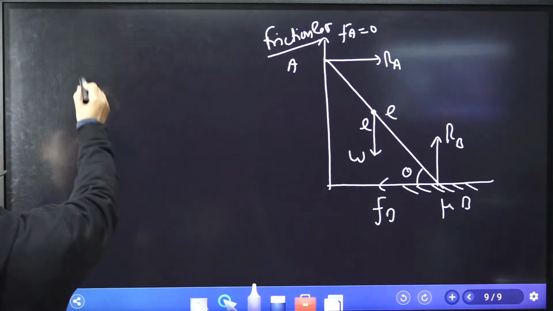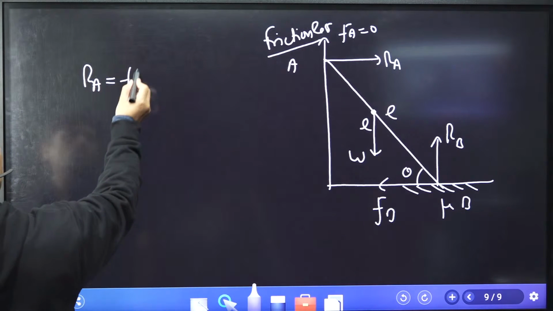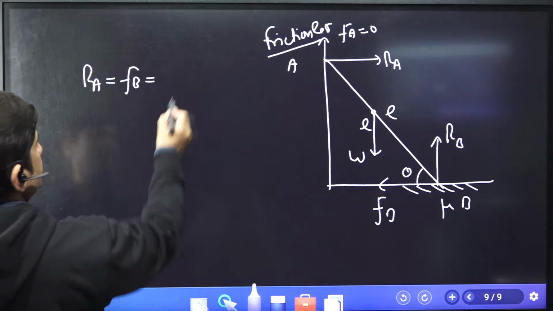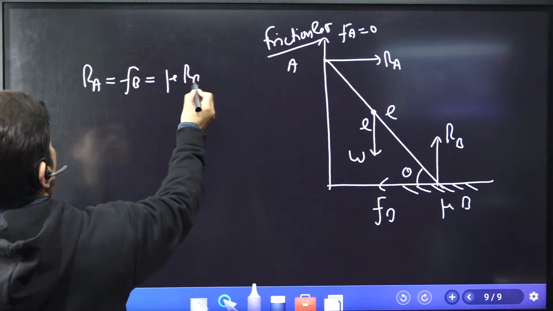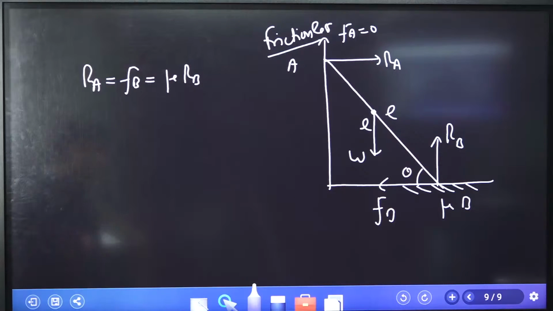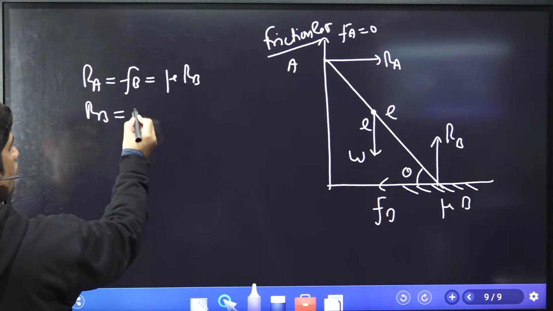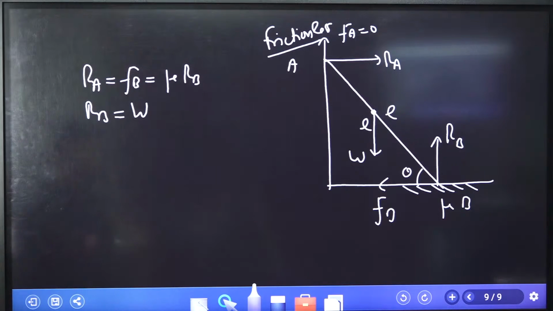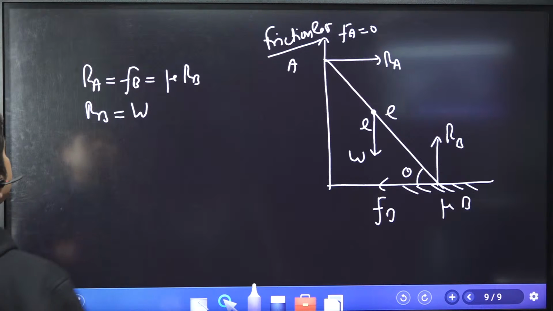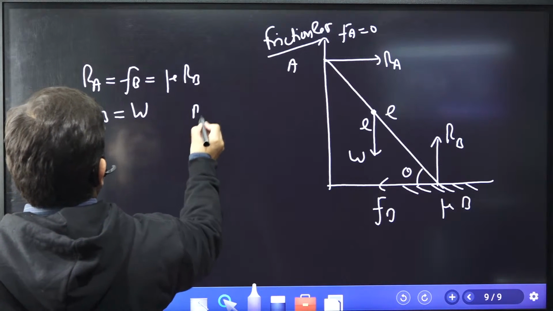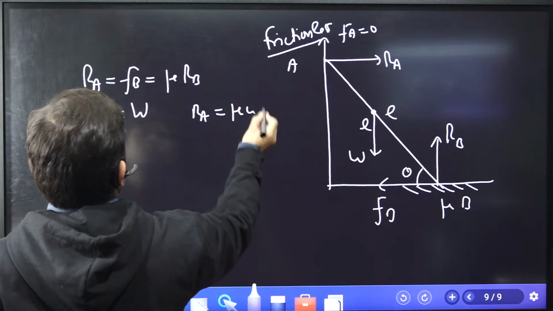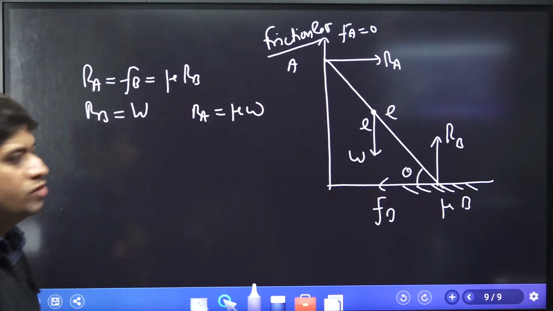Make the equilibrium. So RA will be equal to FB, and FB is nothing but mu into RB. That is the horizontal force balance. Okay, RB is equal to W, because the vertical forces are to be balanced. That means RB is W, so RA is equal to mu into RB, which is mu into W, right or not?